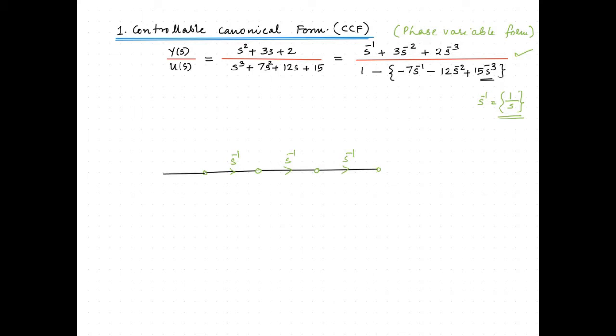Now we draw the input side and the output side. And now we start placing the paths and the loops. So in the controllable canonical form, we start with the highest degree in the path. It is 2 s raised to minus 3. The coefficient of that highest degree is written at the output side in the case of controllable canonical form. So here we can see that the gain is 2 s raised to minus 3. So this can be 1.